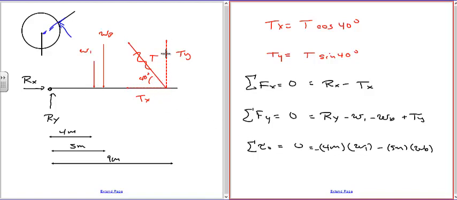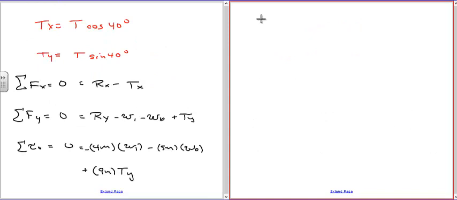And this one causes it to rotate around this point counterclockwise, so that's going to be 9 meters times T sub y. Okay, so let's take those three and plug in what we know.